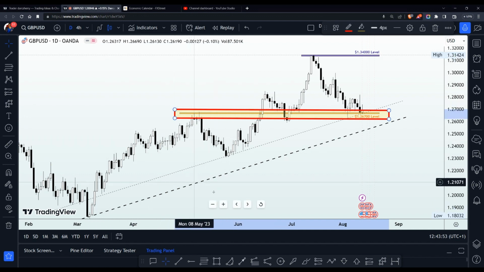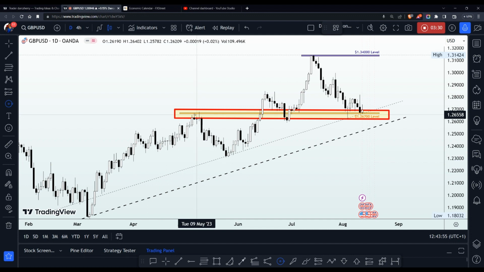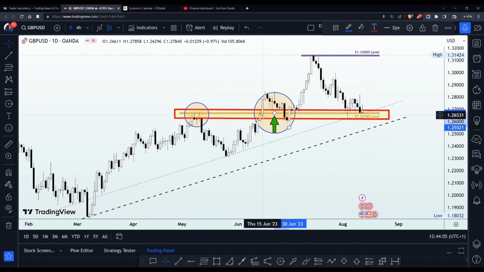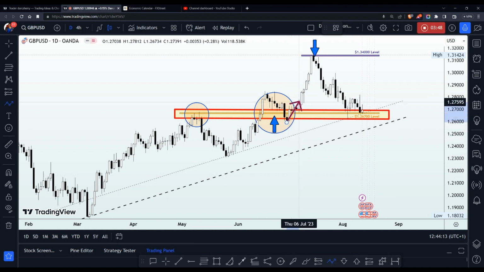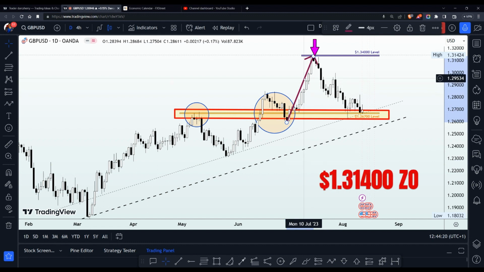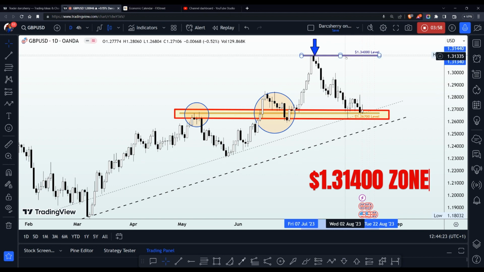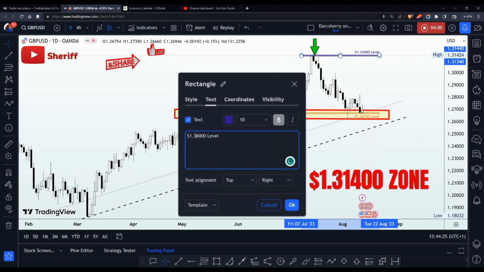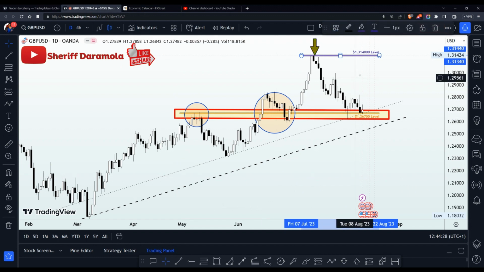Now, if you look at this closely, you will see how this level was initially a selling niche that was during the month of May before it was broken out of and retested a couple of times within the month of June before that huge bullish momentum indeed broke out of that structure to find a new high at the 1.31400 level. I think that was a mistake here, so I will just correct the typographical error there.